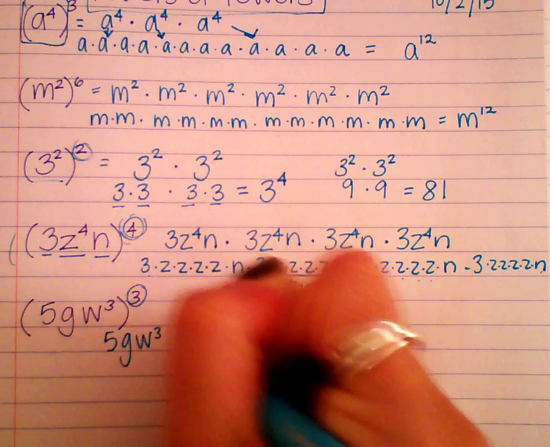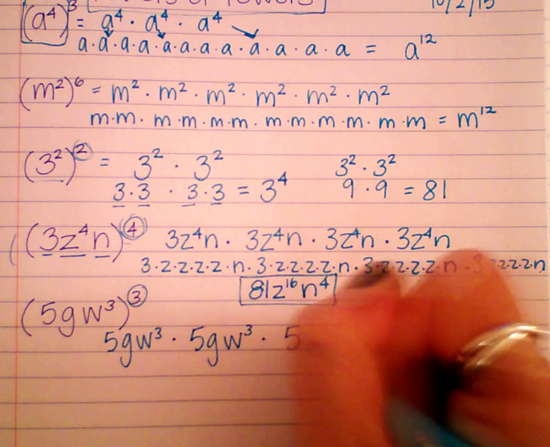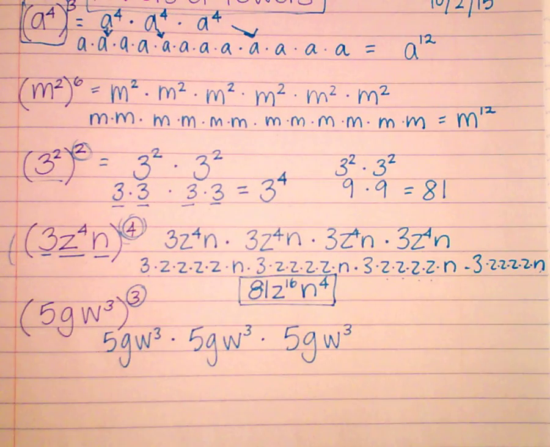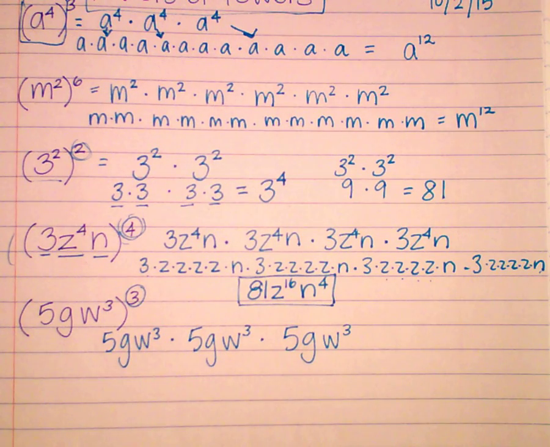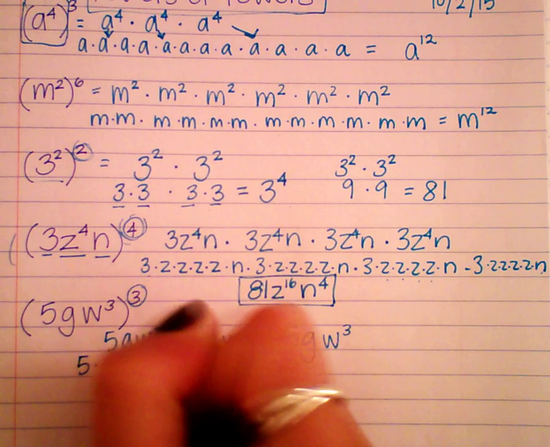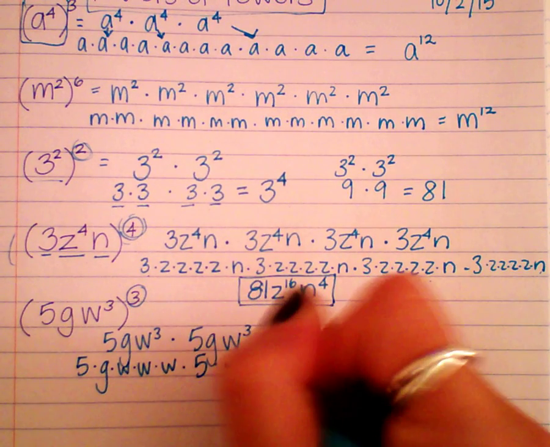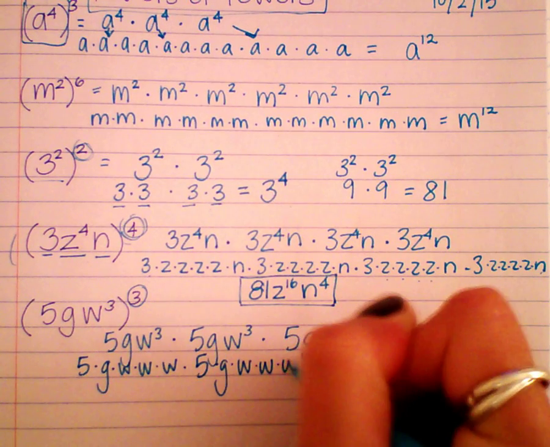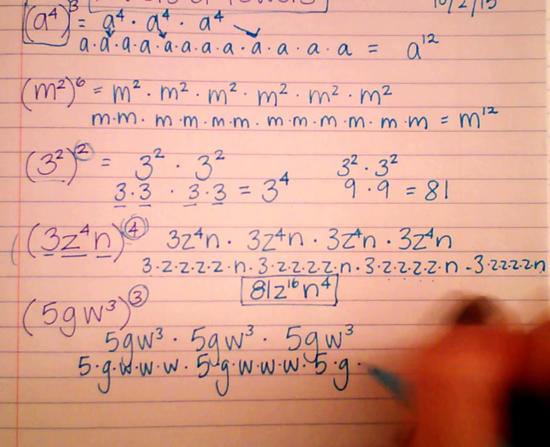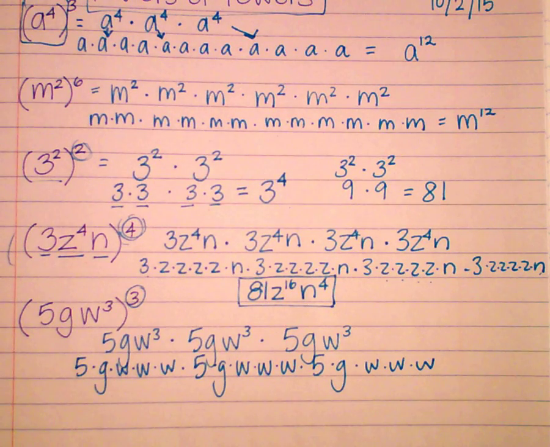5gw cubed times 5gw cubed times 5gw cubed. Now I'm going to continue expanding. 5 times g times w, w, w, times 5 g, w, w, w, times 5 g, w, w, w. Okay, now that I've expanded, I go through it and I see what I can simplify, what I can put together.